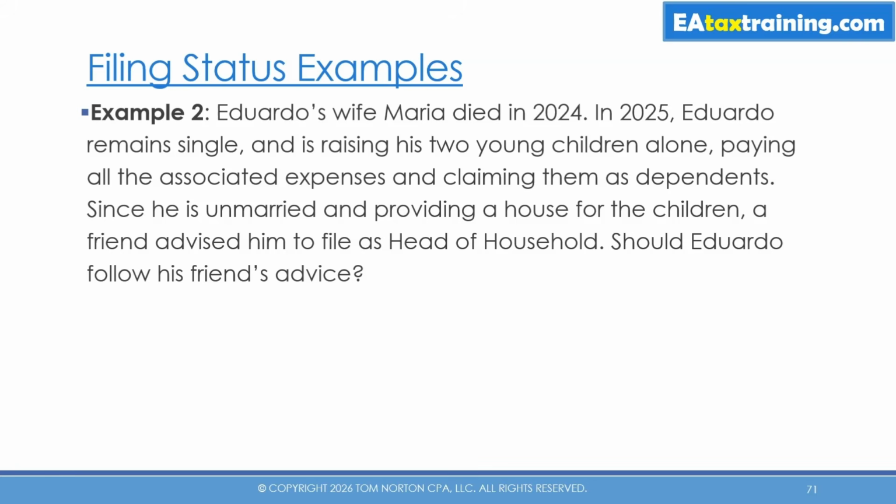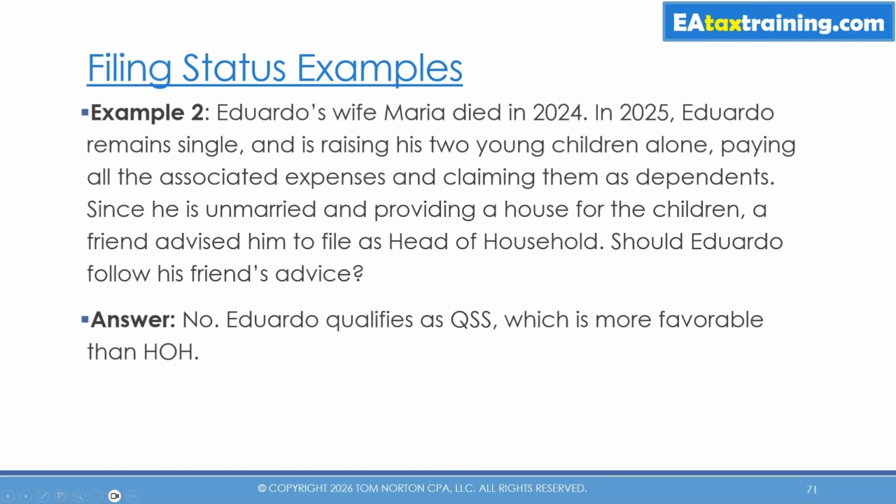And I'm sure you've already figured it out. Eduardo's wife died last year or the prior year, 2024. He's supporting the children. They are his dependents. He's paying the cost of maintaining the home. So we know that Eduardo qualifies as qualifying surviving spouse. So the answer is no. Eduardo should not follow his friend's advice. He needs to find a good enrolled agent to do his tax return to let him know that he actually qualifies for something better than head of household, and that is that qualifying surviving spouse.